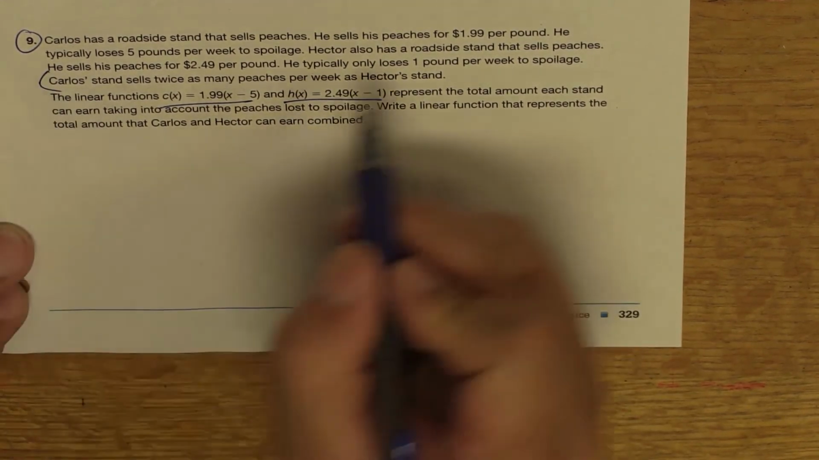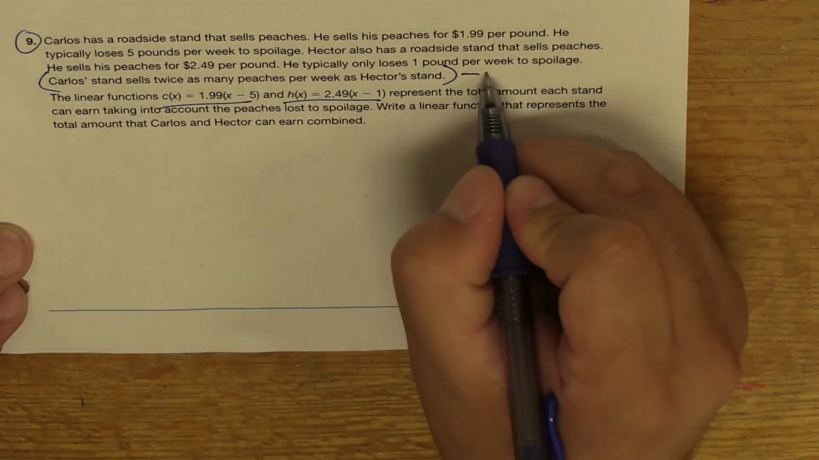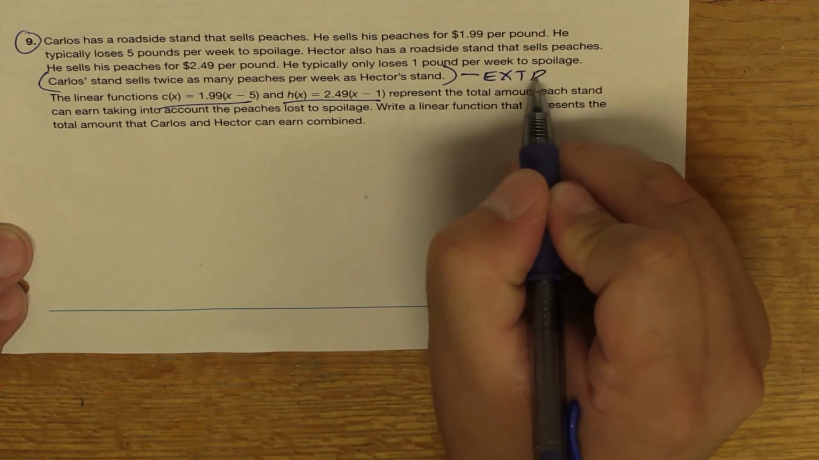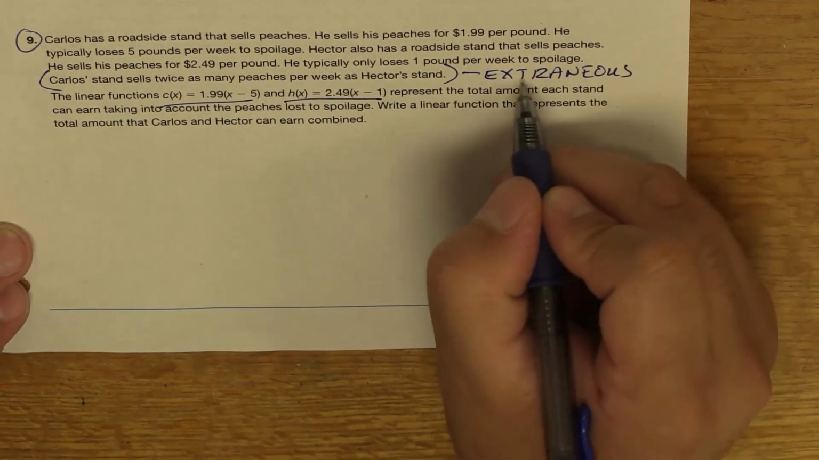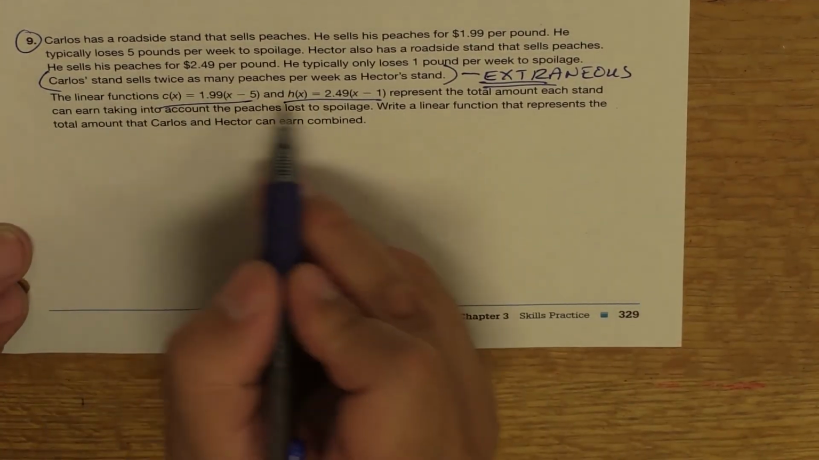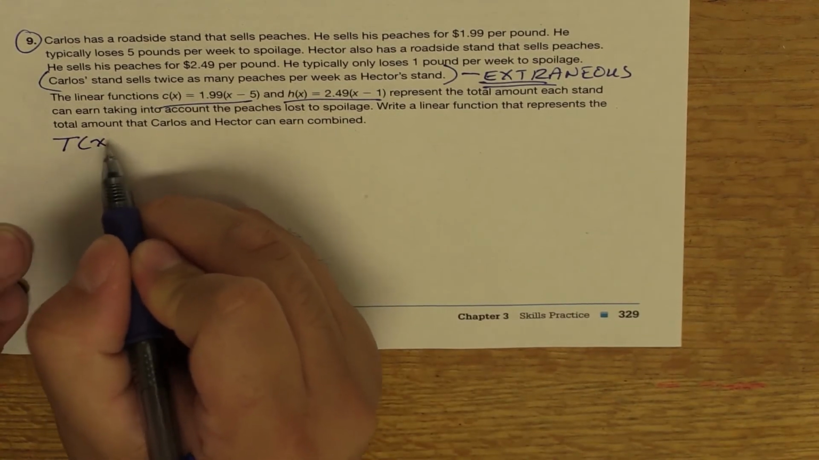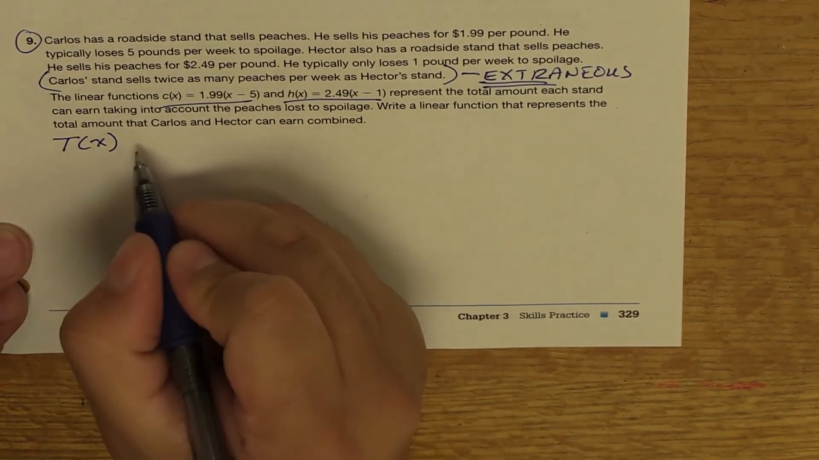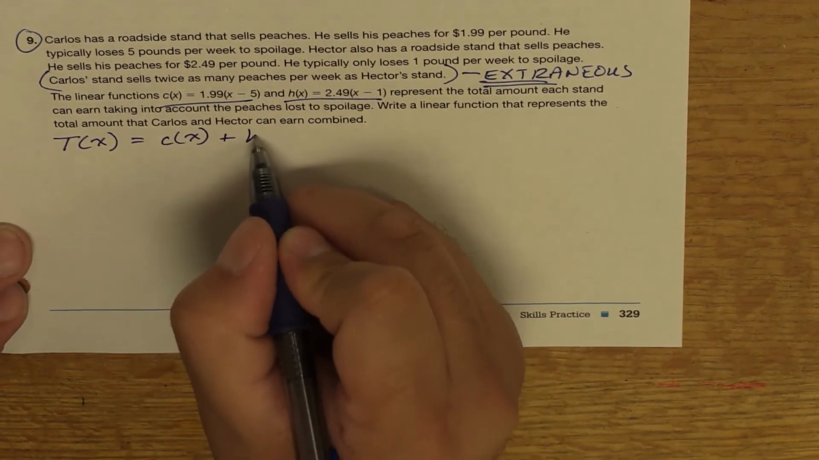Again, it says all this extra information, but you don't really need this. This is called extraneous. Why is it extraneous? This is extra. It's doing too much. We don't need that. This is what we need. We want to write a new function. I'm going to call it the total that they're selling, T of x, which is C of x, that's Carlos, plus H of x.